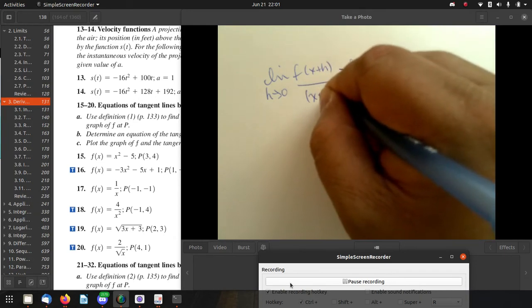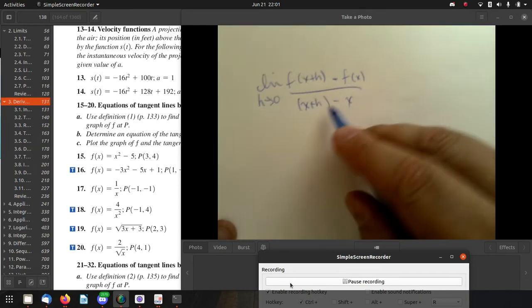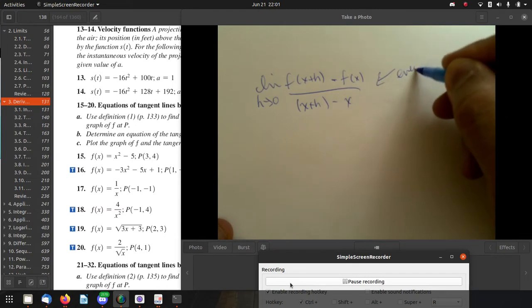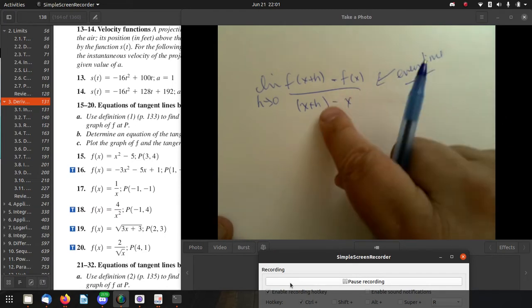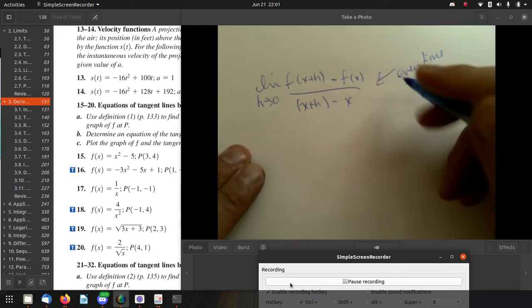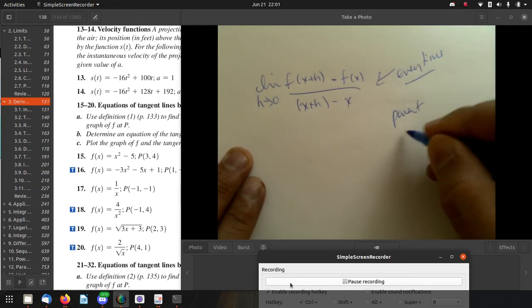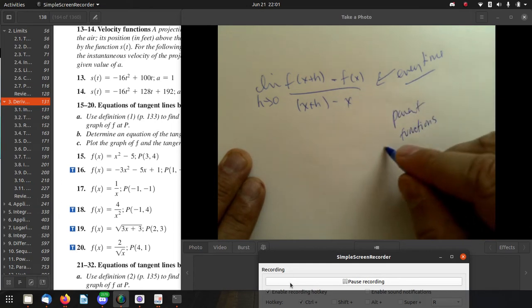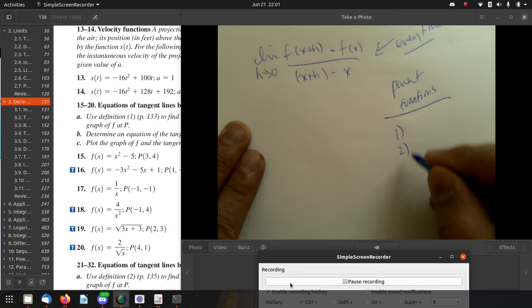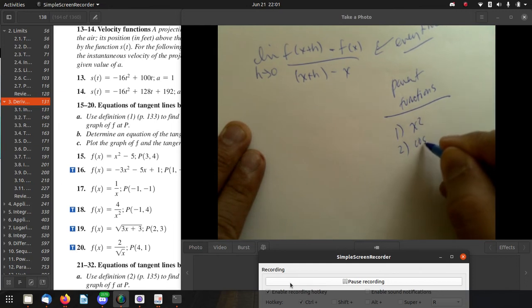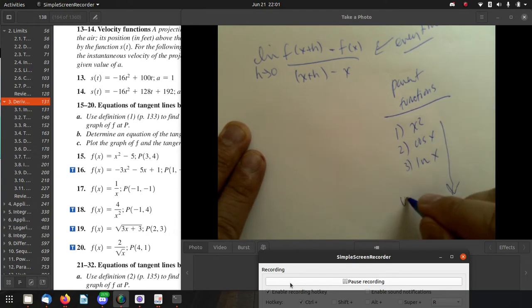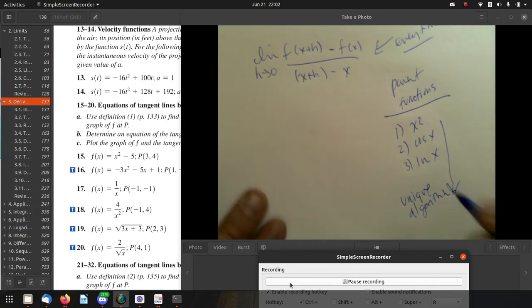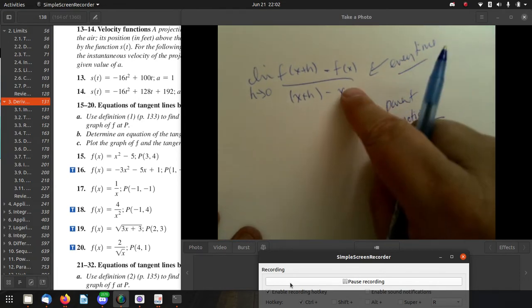What you're going to learn later is that instead of using this every time, you're going to learn how to do this thing on all of the parent functions. All of the parent functions will have this done to them, and then there are going to be specific rules for x squared, for your trig functions, for your natural log functions. They're all going to have a unique algorithm. But every problem could theoretically be done with this.